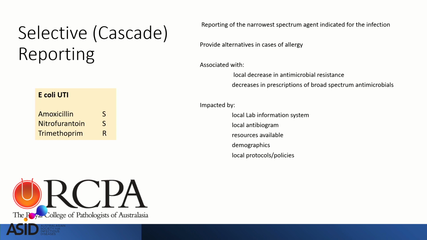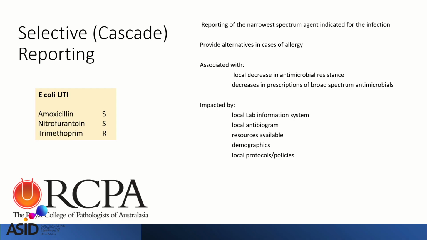ideally, when they're reporting out susceptibilities, is trying to give information on the narrow spectrum agent indicated for that indication. So it's got to be an antibiotic that's going to work. We ideally should be providing alternatives in the case of an allergy. And then we're also trying not to give broad spectrum options. We're trying to save those options and make recommendations about what we should be reporting out for those situations.